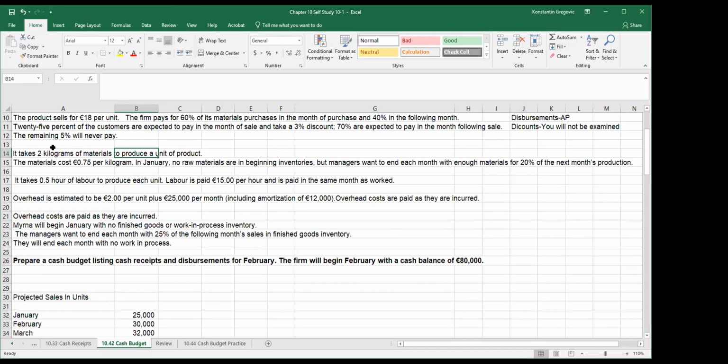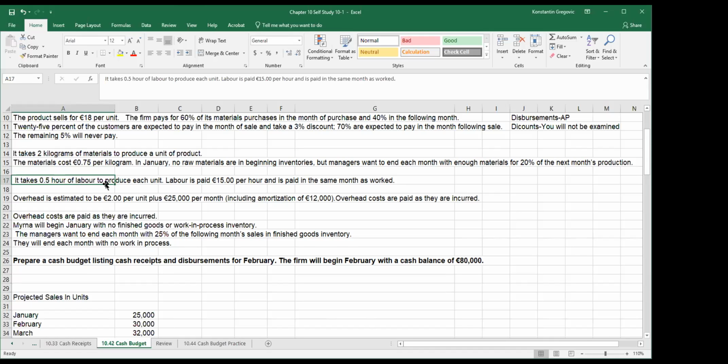So we've got materials. It takes 2 kilograms to produce 1 unit of product. The material costs 75 cents per kilogram in January. No raw materials in beginning inventories, but the managers want to end each month with enough materials, 20% of the next month's production.